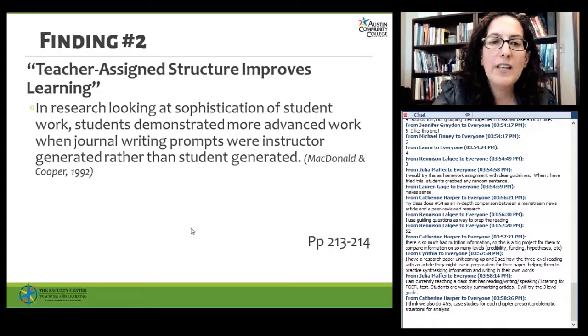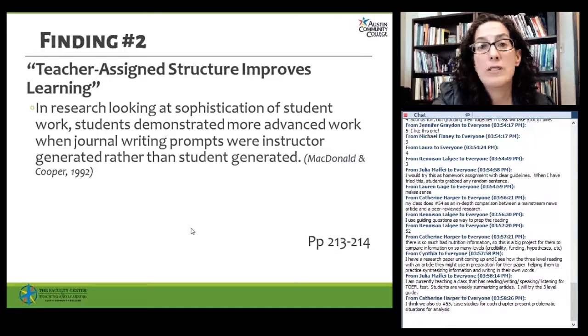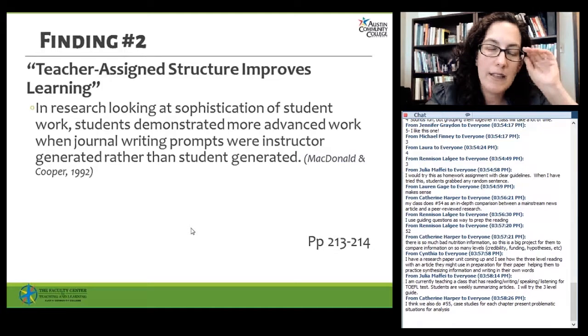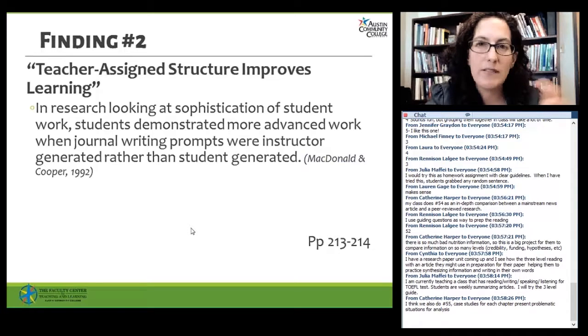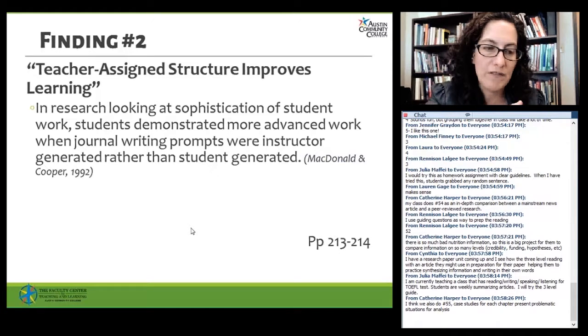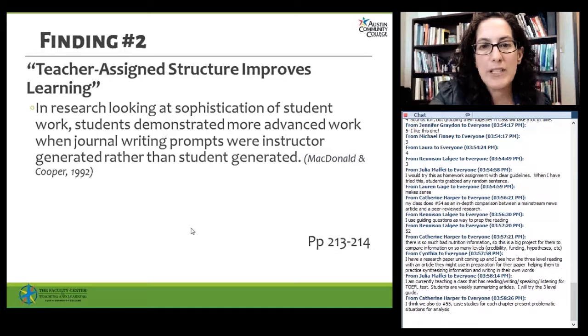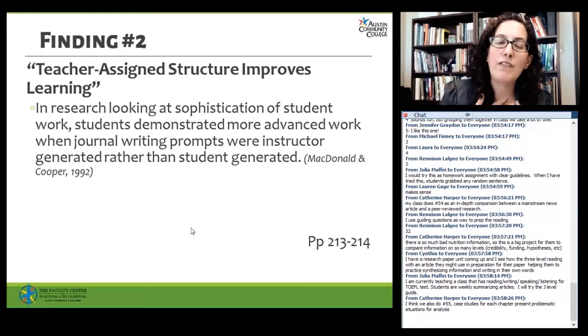All right, so that's finding 1, providing some pre-work activities instead of just doing the whole assignment all at once. Finding 2 is teacher-assigned structure improves learning. Look, you guys, there is so much research on this right now, and I encourage you to take a peek at the Transparency Project out of University of Nevada, Las Vegas. I'm in love with this, and I'm in the process of converting all of my writing assignments to facilitate this Transparency Project approach.